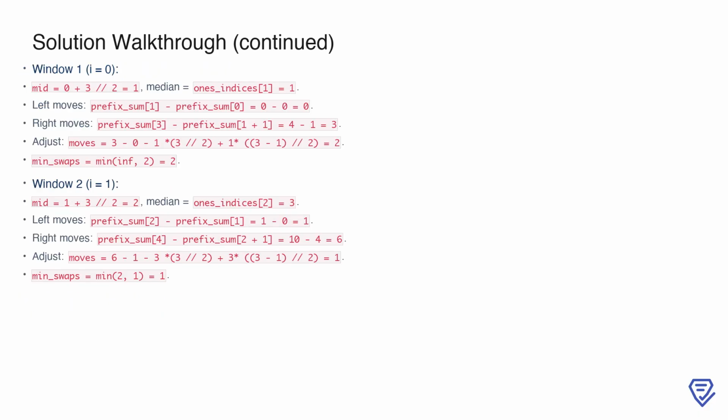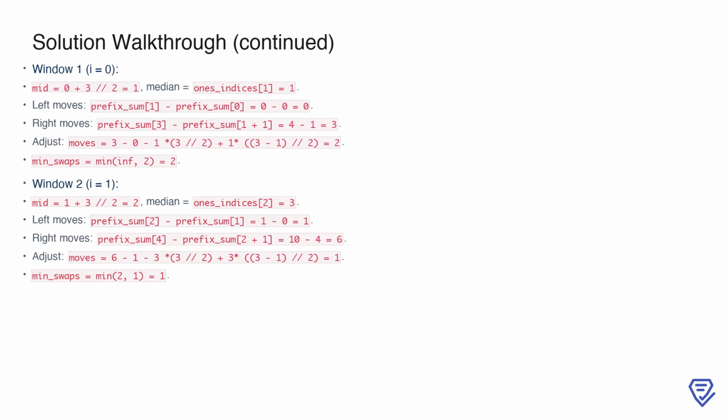For the first window, starting at i equals 0, the median position is mid equals (0 + 3) / 2, which is equal to 1, which corresponds to ones_indices[1] equals 1. The left moves are computed as prefix_sum[1] - prefix_sum[0] equals 0, and the right moves are prefix_sum[3] - prefix_sum[1 + 1] equals 4 - 1, which is equal to 3. After adjusting for median alignment, moves equals 3 - 0 - (1 * 3 / 2) + (1 * (3 - 1) / 2) equals 2. The minimum swaps are initialized to 2.